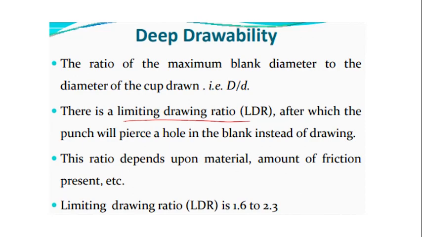It will start piercing or blanking. It will not draw the product. So for that, we have to keep these things in mind. First is drawability, and second is limiting drawing ratio, after which the punch will pierce a hole in the blank instead of drawing. This ratio basically depends upon the material and the amount of friction present during the drawing process. Generally, the acceptable limiting drawing ratio is 1.6 to 2.3.